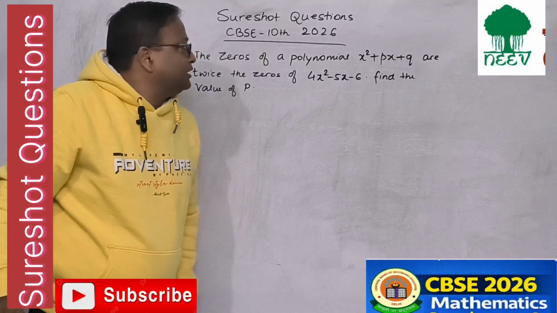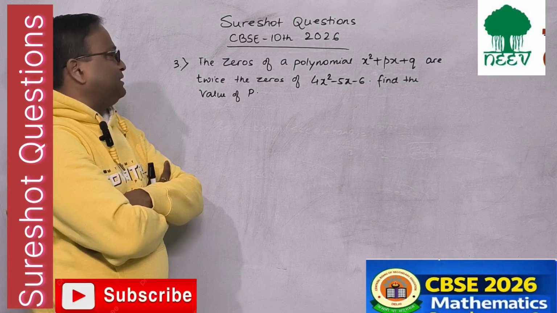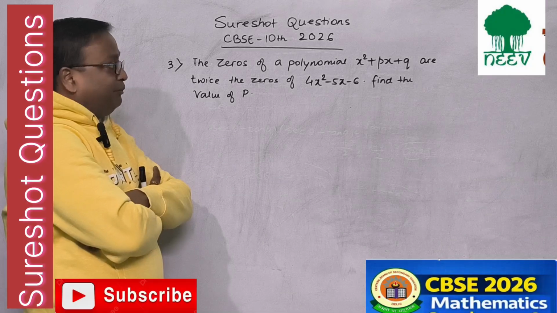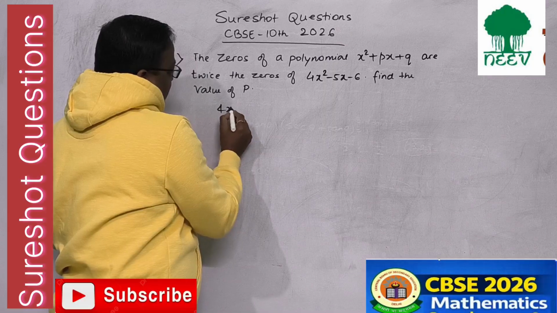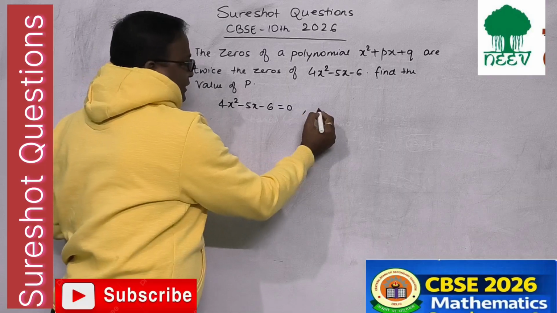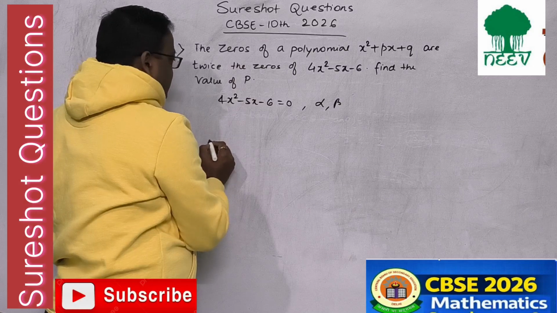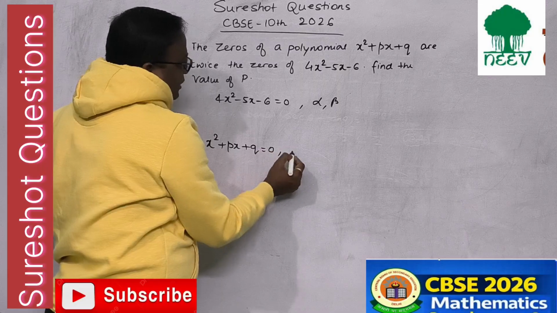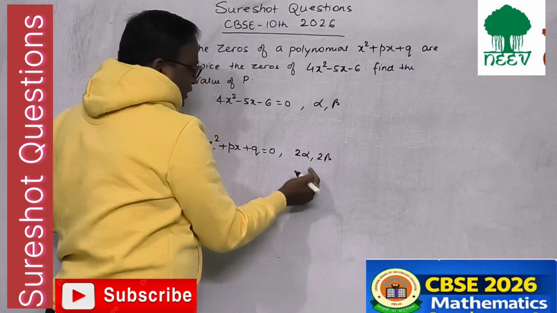Let's begin with question number 3. The zeros of a polynomial x square plus px plus q are twice the zeros of 4x square minus 5x minus 6. Find the value of p. So, first polynomial is 4x square minus 5x minus 6 is equal to 0. Let's take the zeros as alpha and beta. And for this, x square plus px plus q equal to 0, the zeros will be twice. So 2 alpha and 2 beta are the zeros for this.